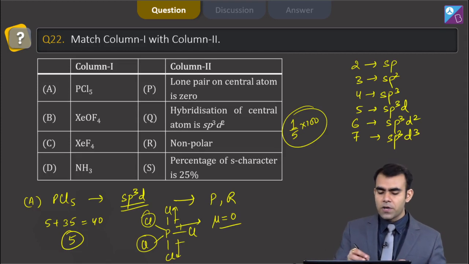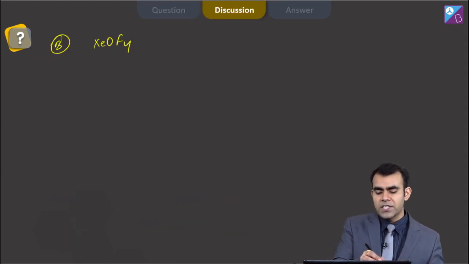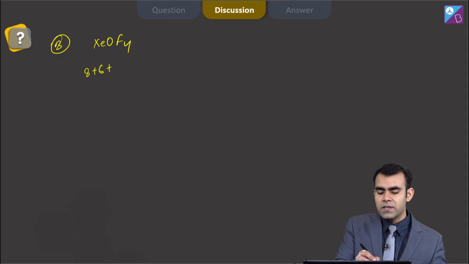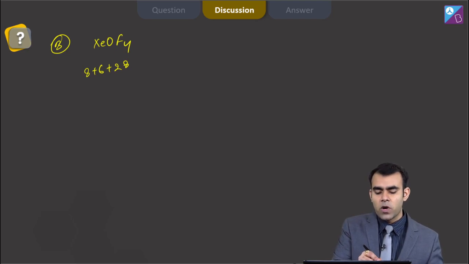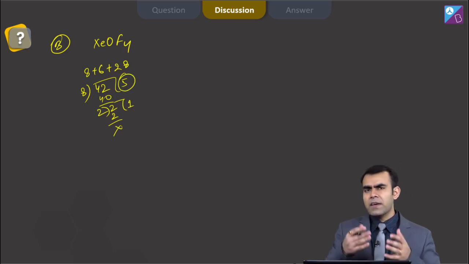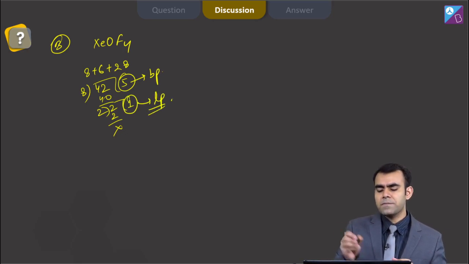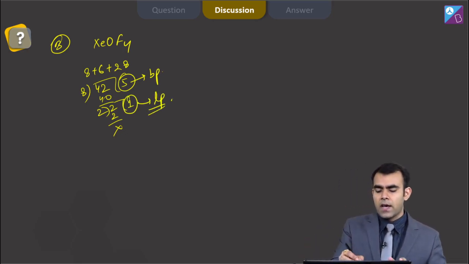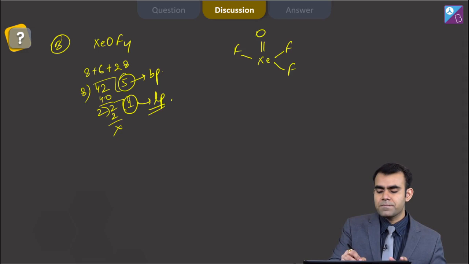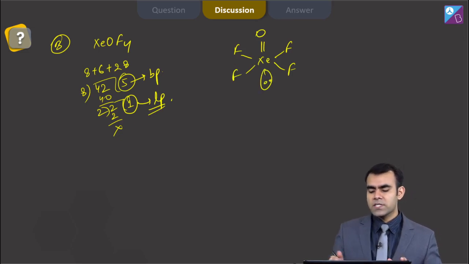So here in XeOF4, you can calculate the hybridization. This is 8 plus 6 plus 7 into 4 is 28, and this becomes 28 plus 6, 34, and this is 42. If I divide it by 8, this is 5, and then divide the remainder by 2, you will get 1 here. This 5 represents the number of bond pairs, whereas this represents the lone pair. The positions are the double bond O here and my fluorines here, and there is one lone pair on the central atom.